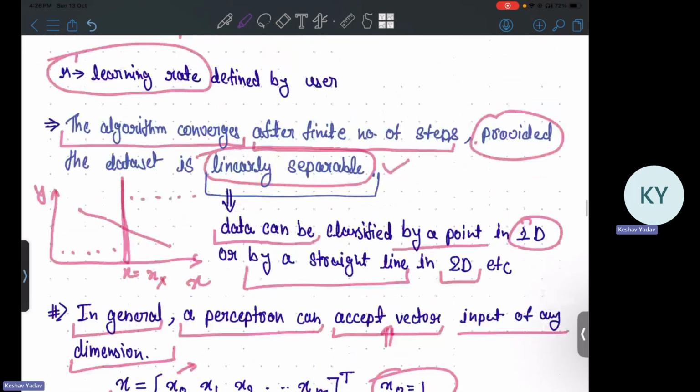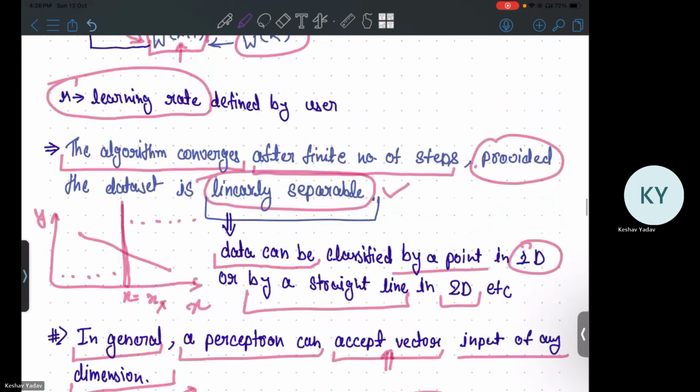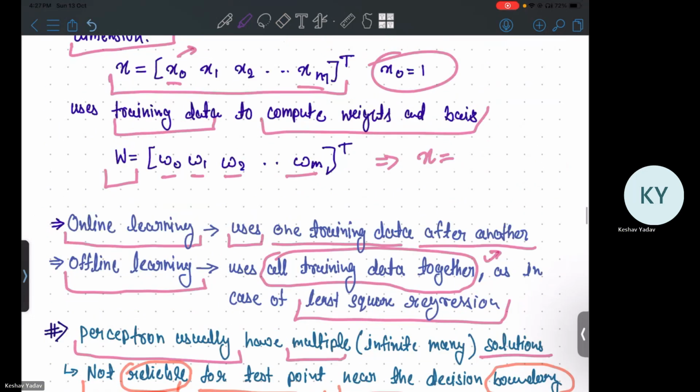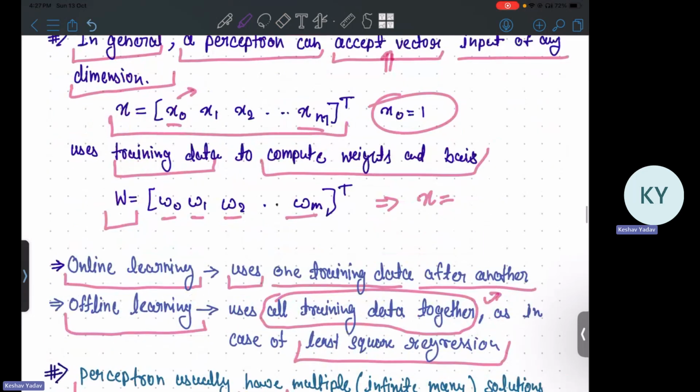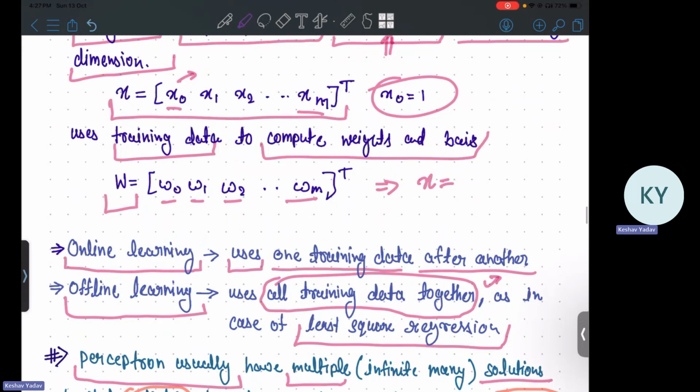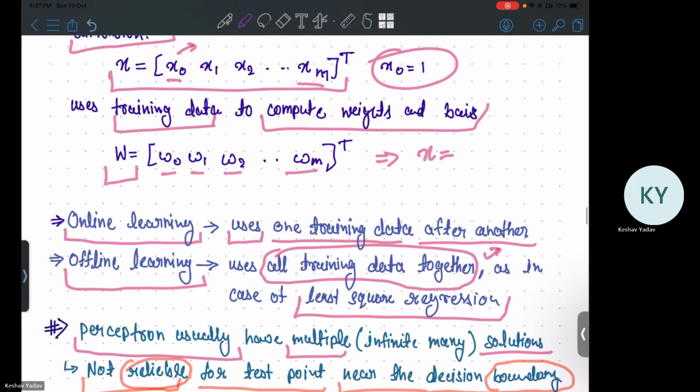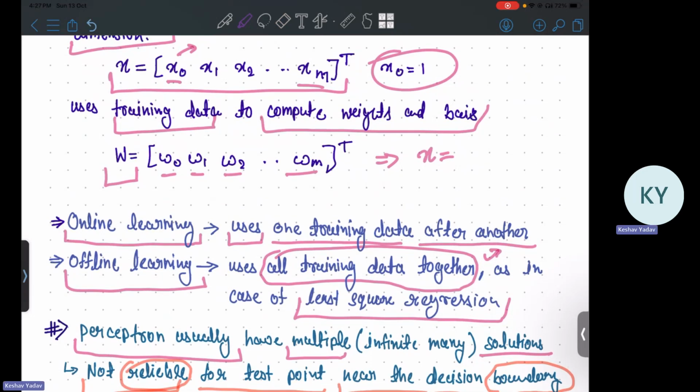In general, perceptron can be used for vector input as well. First we have seen it with a single variable. By using that, we predict W0, W1, like that, weights and biases. From the training data, we predict these weights and biases. And once we get this, if unknown test data comes, we can classify that.